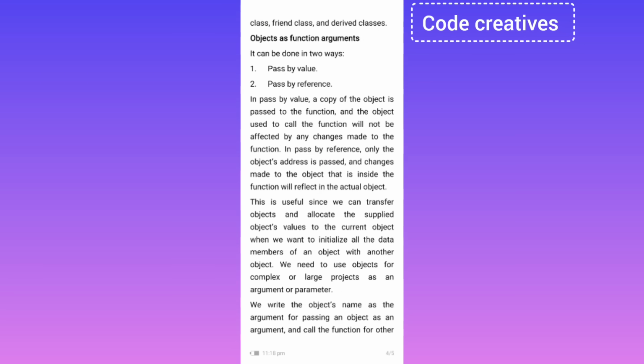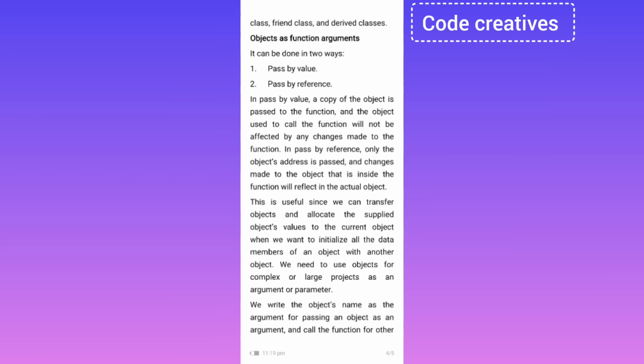So we have some functions with objects as function arguments, which are passed by value or passed by reference. In pass by value, a copy of the object is passed to the function, and the object used to call the function will not be affected by any change made by the function. In pass by reference, only the object address is passed, and changes made to the object inside the function will reflect in the actual object. This is useful since we can transfer objects and assign the supplied object value to the current object when we want to initialize all the data members of an object with another object.